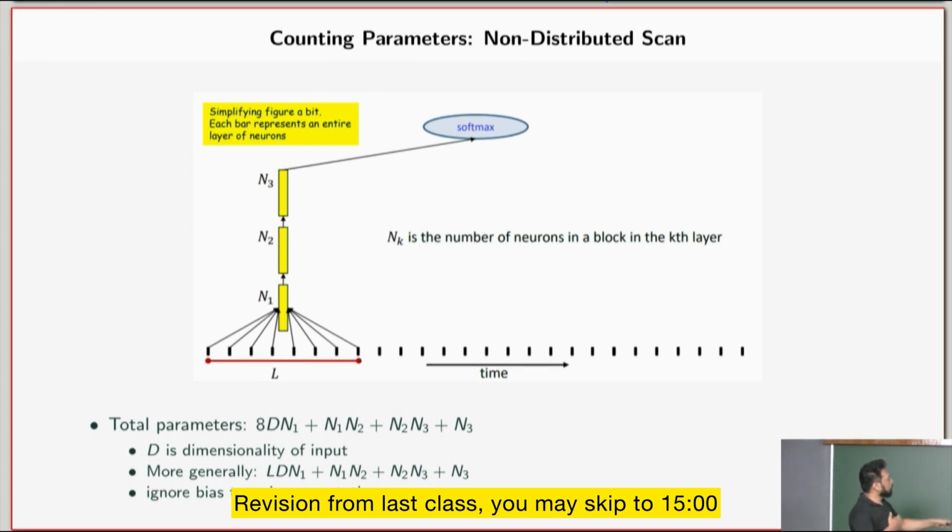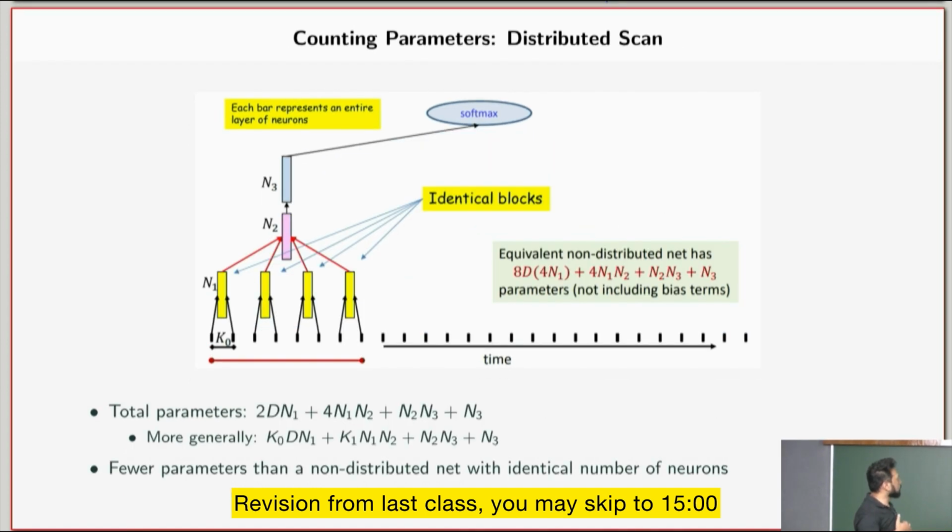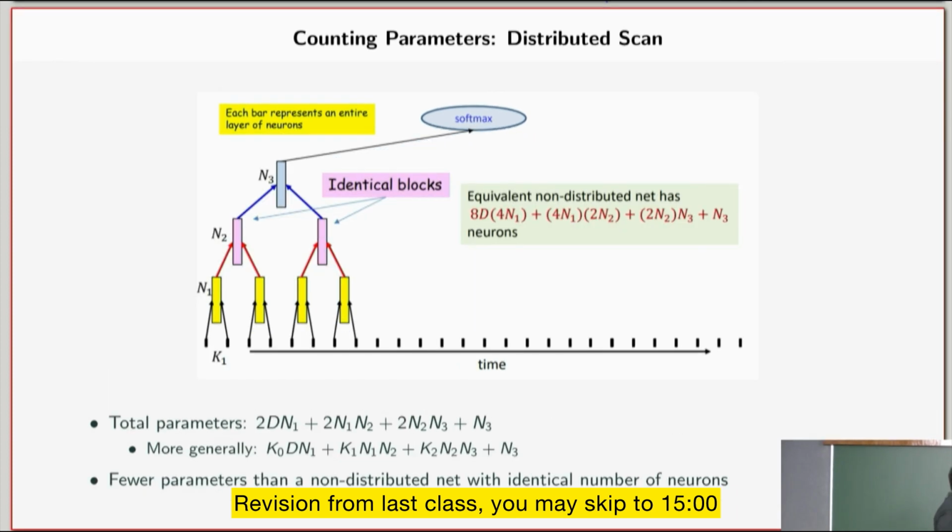So in the non-distributed scan, you have this many parameters, and then if you go for the distributed scanning, please check as an assignment that there will be a good reduction like this, 2D and 1 and so on. So let me skip these things for the moment. These slides are left for you as an exercise.